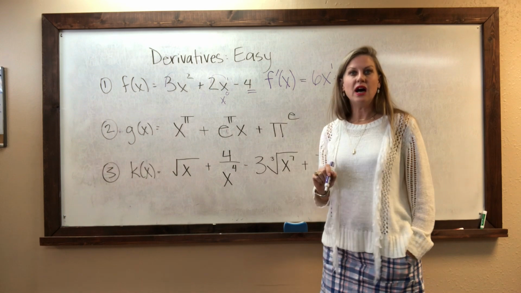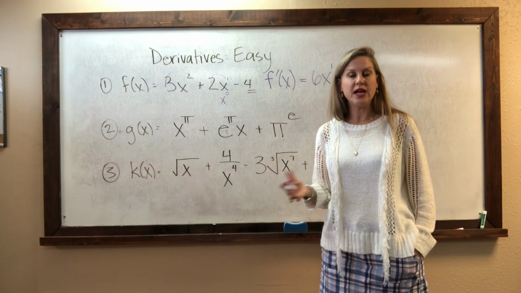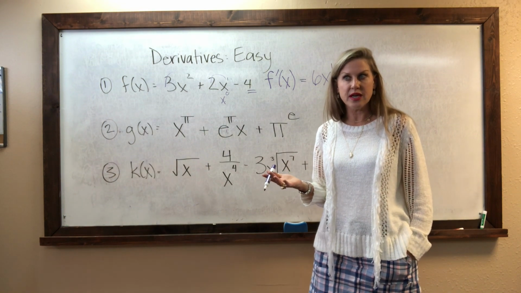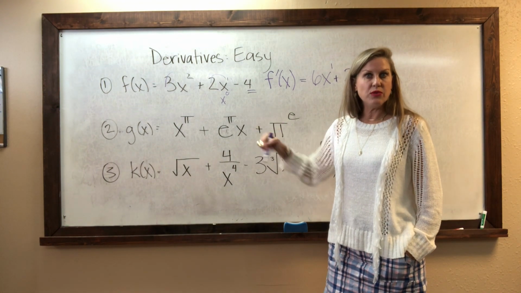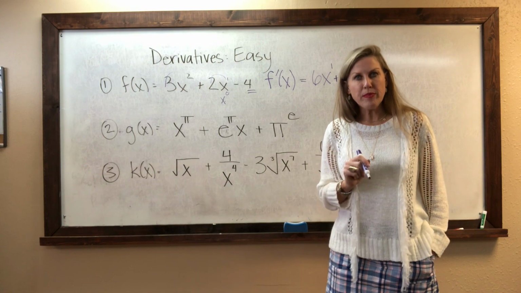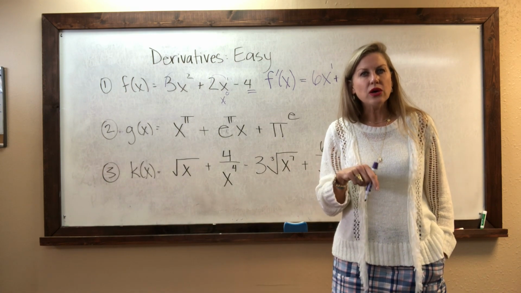This is a constant. It's a number that will never change because there is no variable associated with it. The derivative of any constant is 0. It goes away. It's a drop and flop. Here's why it goes away.